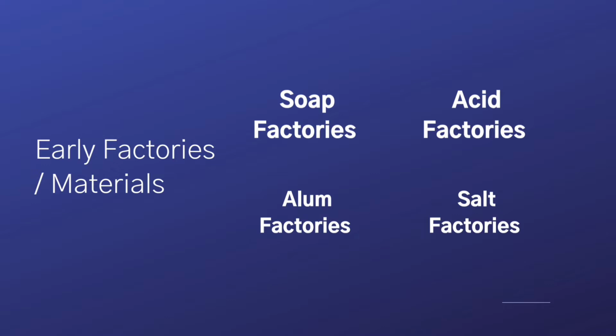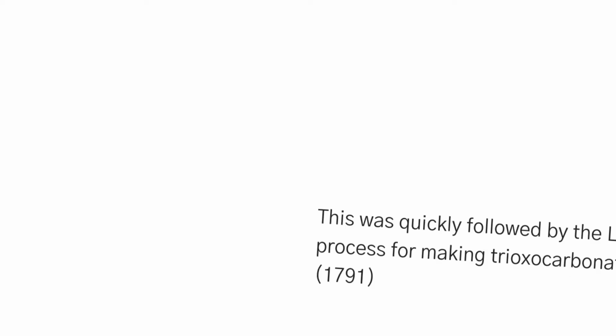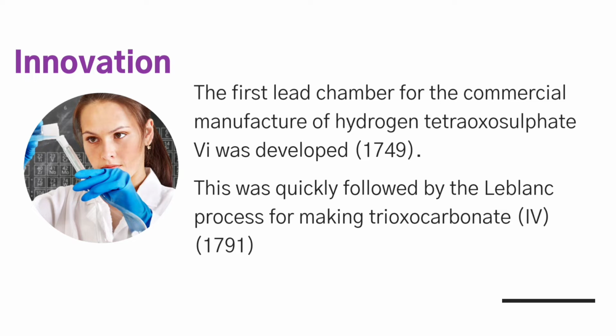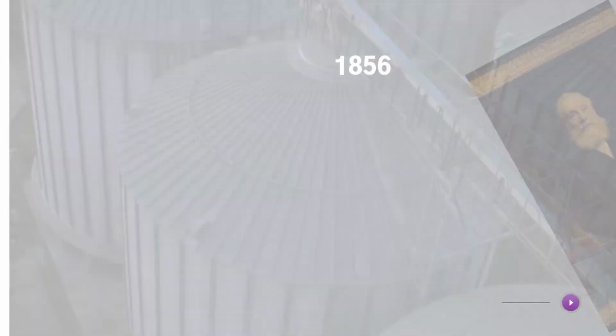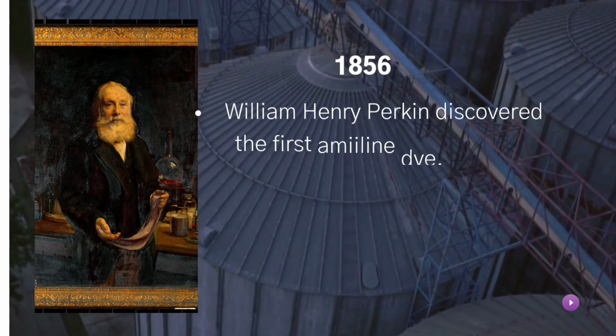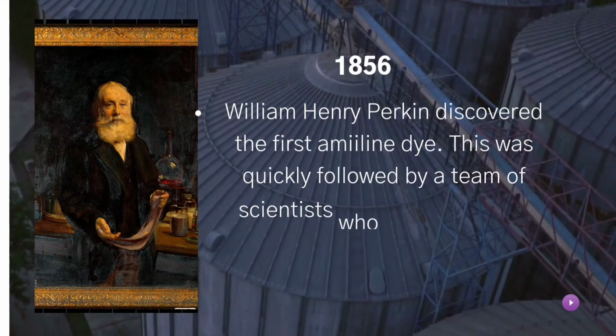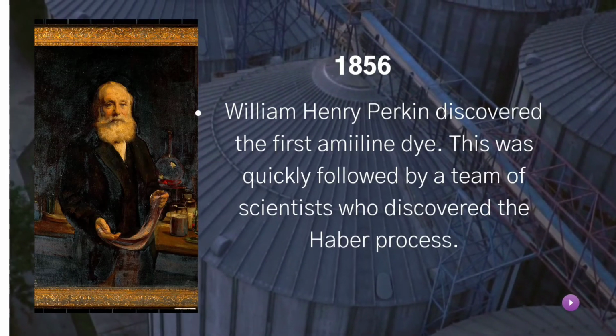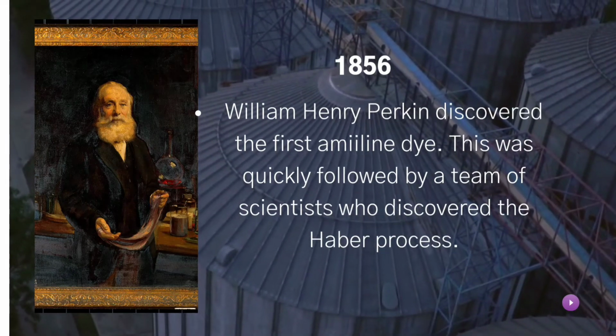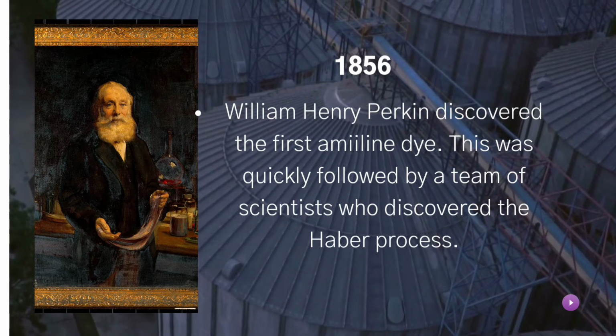But as demand continued to increase, the chemists had to go into more research. Extensive industrial chemical research saw another discovery of a process known as the Leblanc process for the manufacturing of trioxocarbonate(IV). That was in the year 1791. But in the year 1856, William Henry Perkin discovered the first aniline dye.